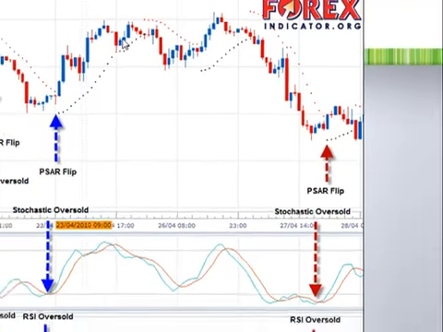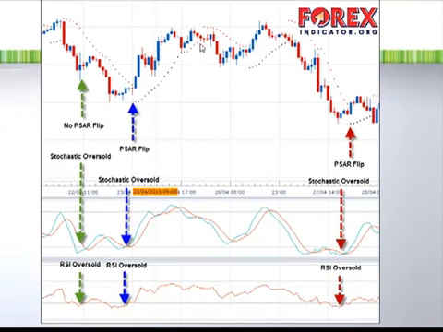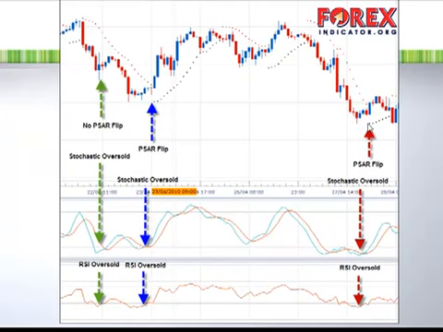Okay, so what we do is that we shall wait. You see here, this goes overbought. However, there's nothing here, so we don't enter any trade. As this goes down, you can see it goes oversold again. You can see the PSAR flips again, and if you were to enter a trade, you can see it actually stops you out.